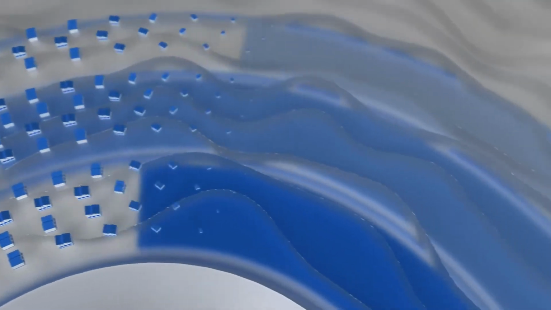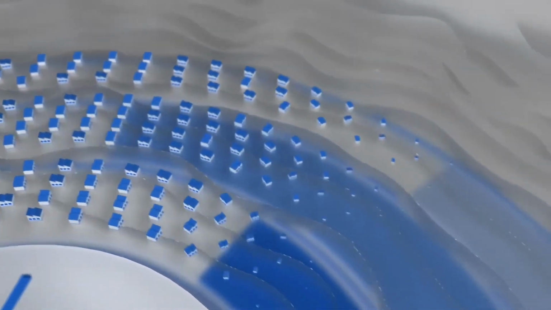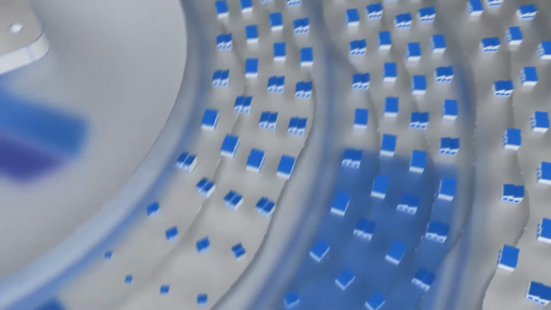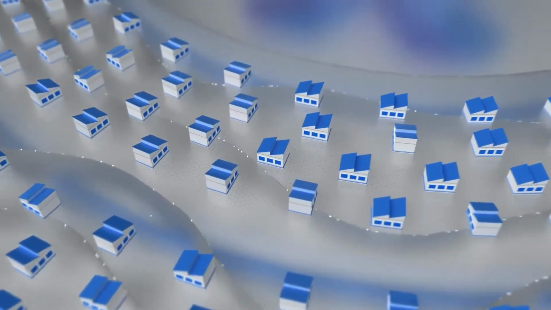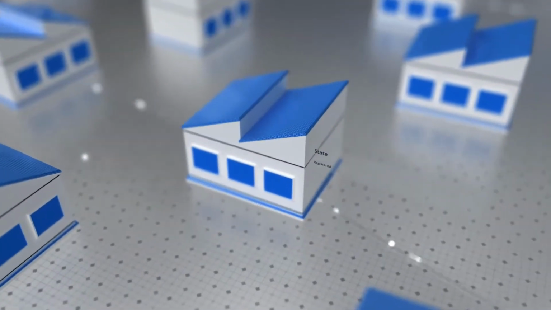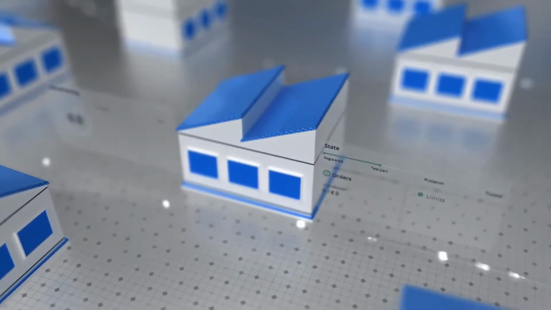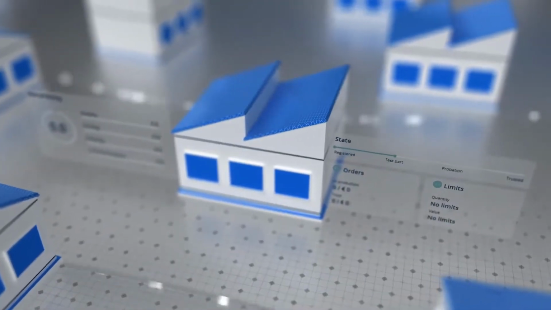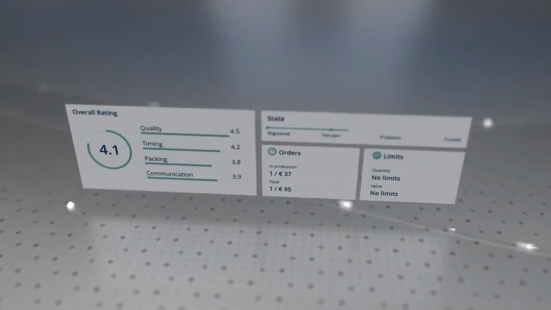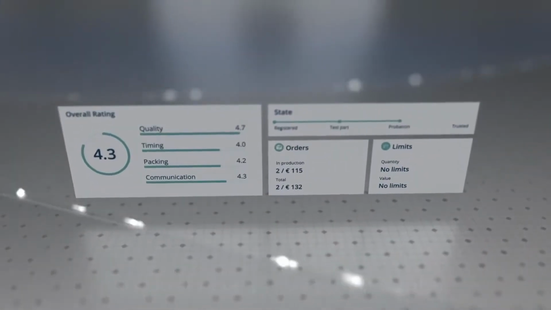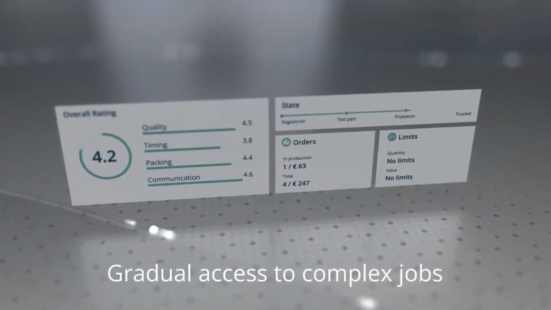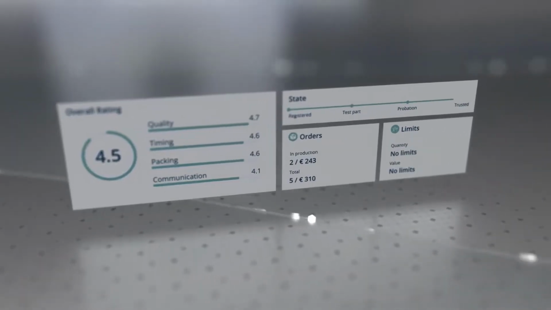Our production partners are pivotal in helping us supply high-quality parts. That's why we use a strict selection process to ensure that we work with the best manufacturers on the market. To start producing for Xometry's customers, every manufacturer must prove they meet our standards and requirements. This process involves test part production and gradual access to more complex jobs as our partners verify their capabilities with quality work.